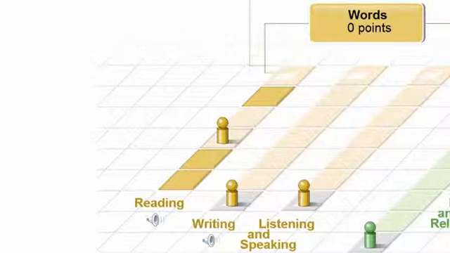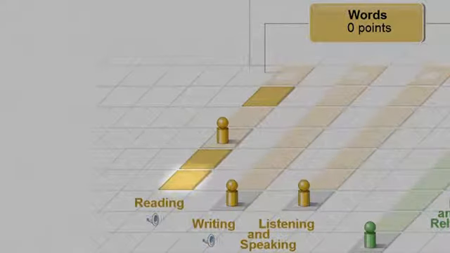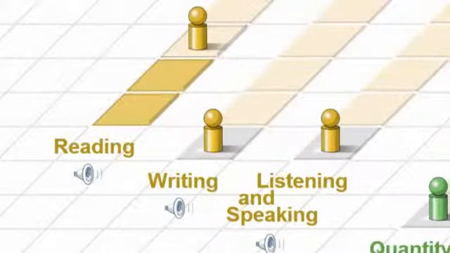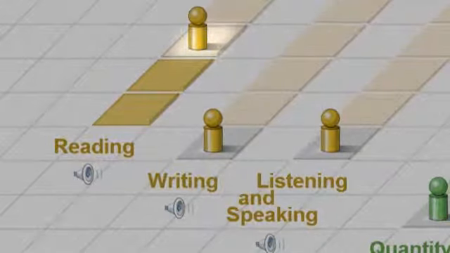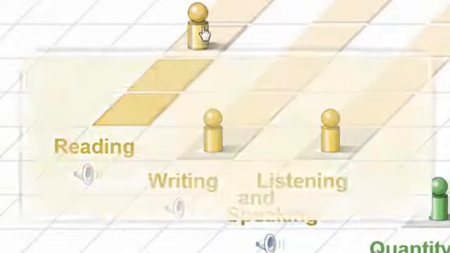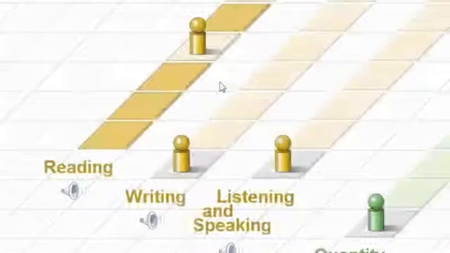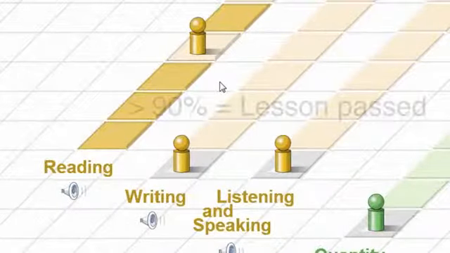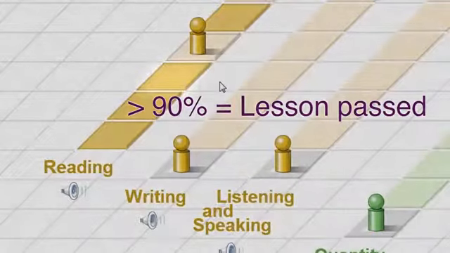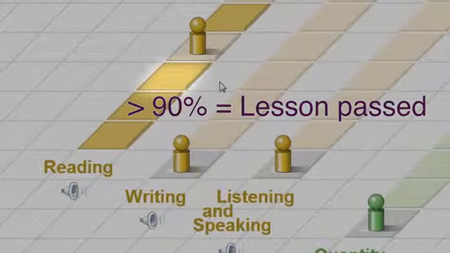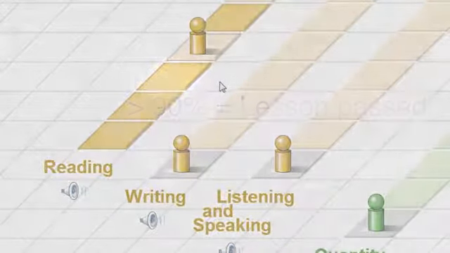Each square represents a lesson. A filled-in square means you got the question for that lesson correct. If you haven't got a question correct, the square will remain blank. You will now need to move the figure to that square and select Start Lesson. To pass a lesson, you need to score at least 90%. When you've done this, the square is filled in, and you can move on to the next lesson.